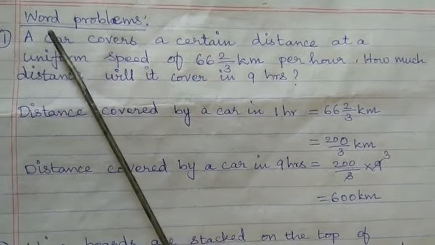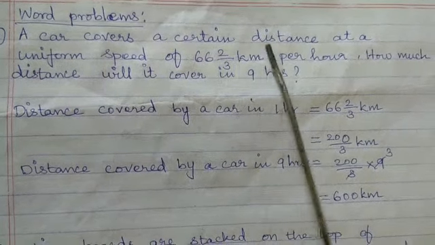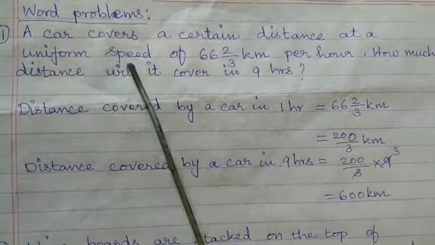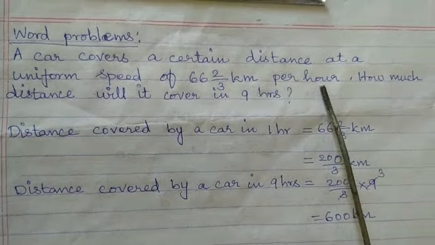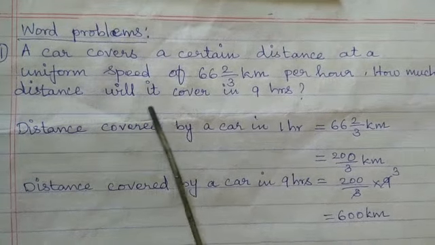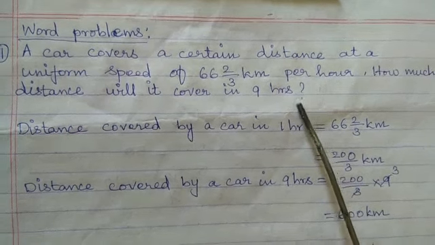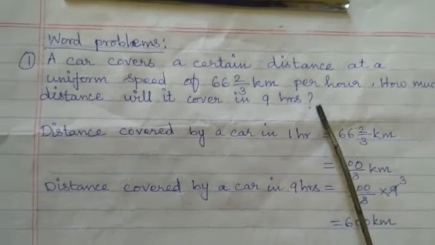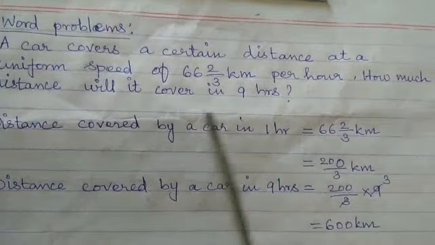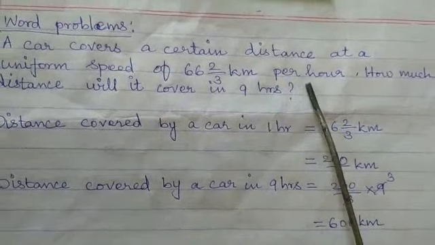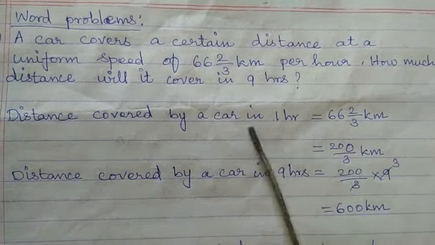Now we come to word problems. Question number 1. A car covers a certain distance at a uniform speed of 66 2 by 3 km per hour. How much distance will it cover in 9 hours? Now you have to see that in the examination the word problems are given together. Now you have to identify whether it is an addition, subtraction, multiplication or division problem. Here it is given uniform, that is 1 hour is given, 9 hours is given, that is more is asked. So you have to do the multiplication.